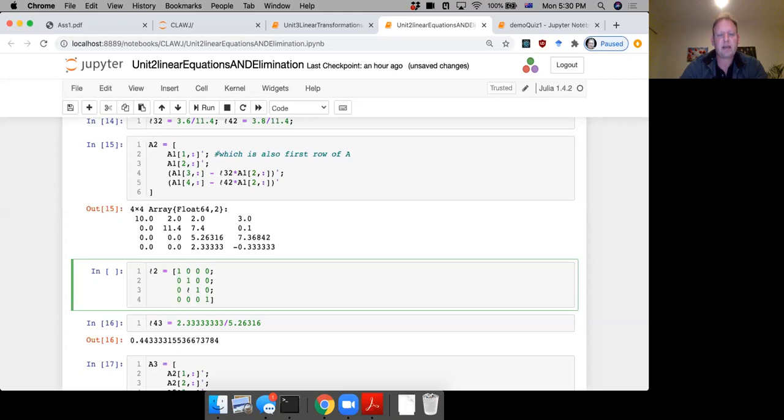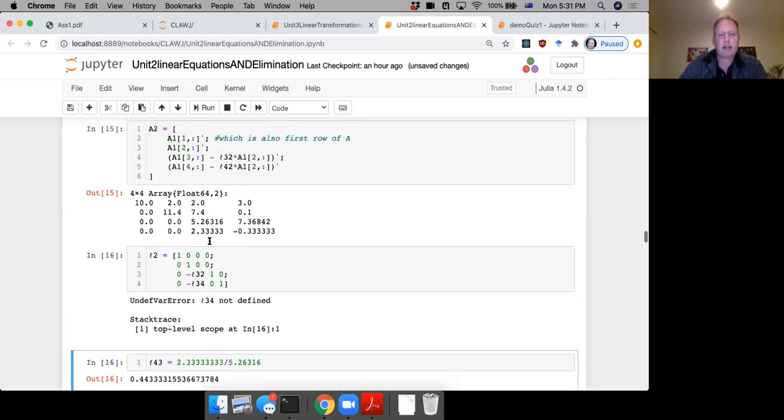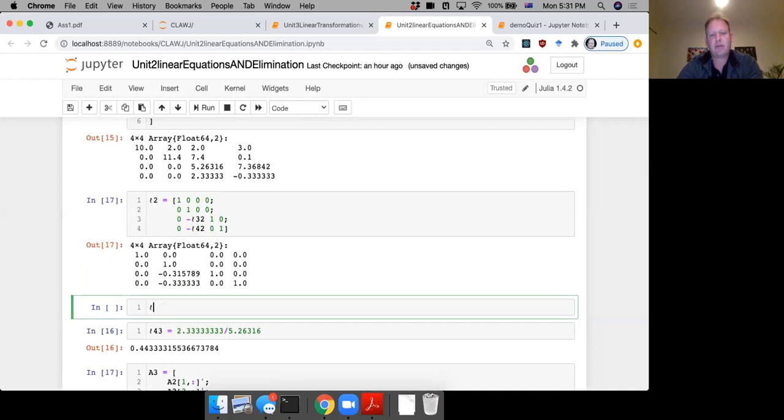So here is L2. L32, like Zhang said, minus 3.6 over 11.4, and minus L42. That's our matrix L2. Sorry, L42. So column 2, exactly like Ben said. And then we can also apply the matrix L2. What am I going to multiply L2 by? What is it going to be applied to, to get that second column of A?